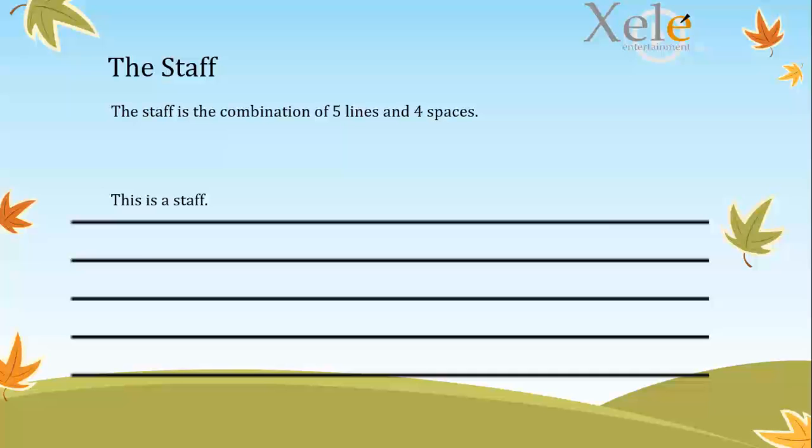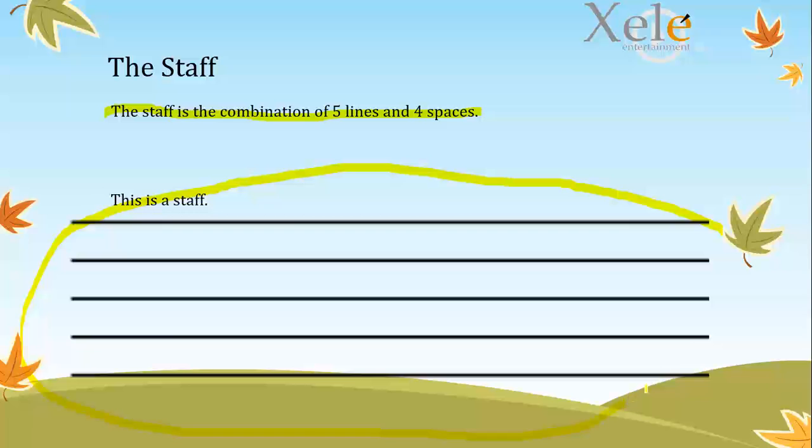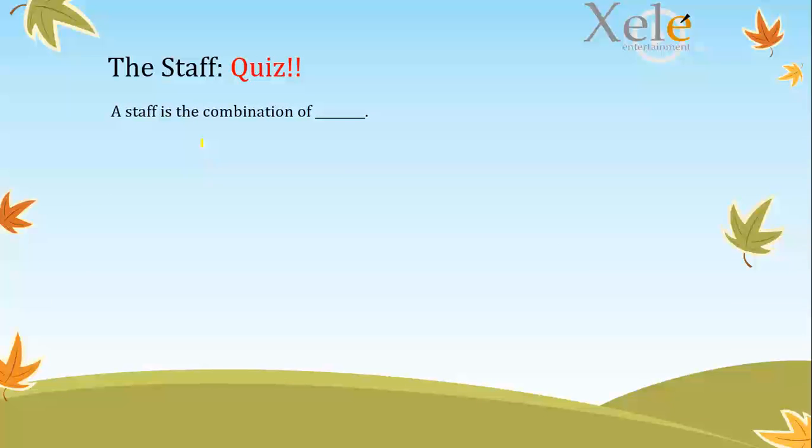So what is a staff? Firstly, a staff is the combination of 5 lines and 4 spaces. Okay, so a staff has 5 lines and 4 spaces. So what you see down here is a staff. Okay, it's that simple. So I have a quick quiz for you here. It says a staff is the combination of 5 lines and 4 spaces.